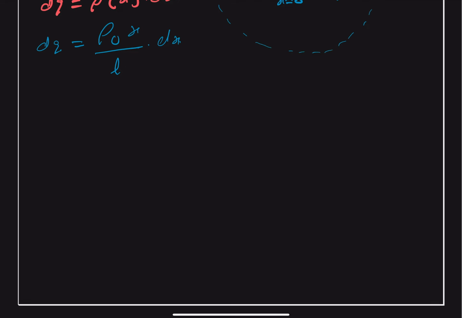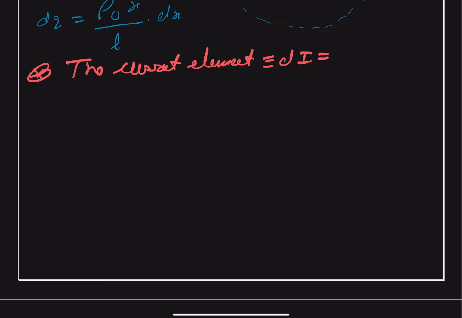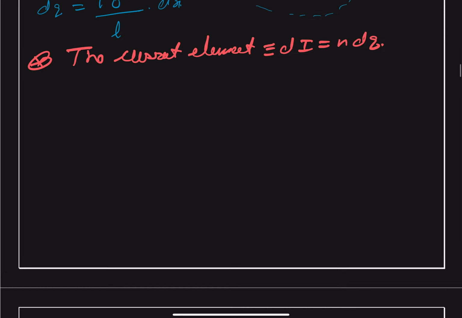And based on this small charge, if it is rotating, we can find out the current element. Let us suppose that is di. The current element, that is our di, will be equal to n times dq, and dq we already know, so we can write our di will be equal to n times rho naught x upon L times dx.